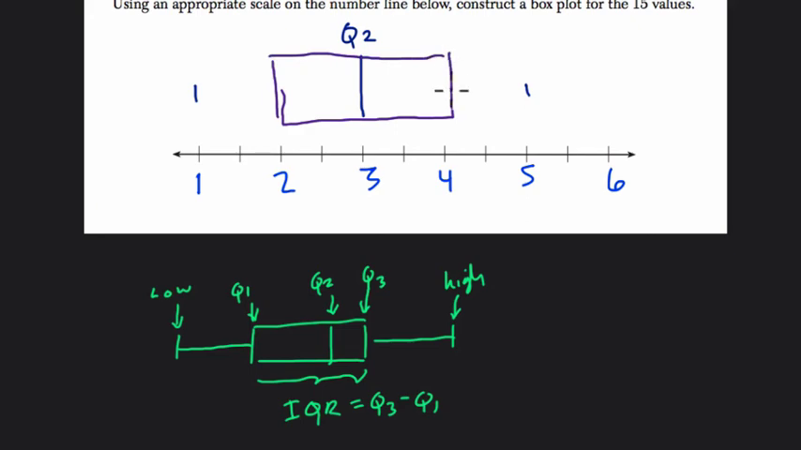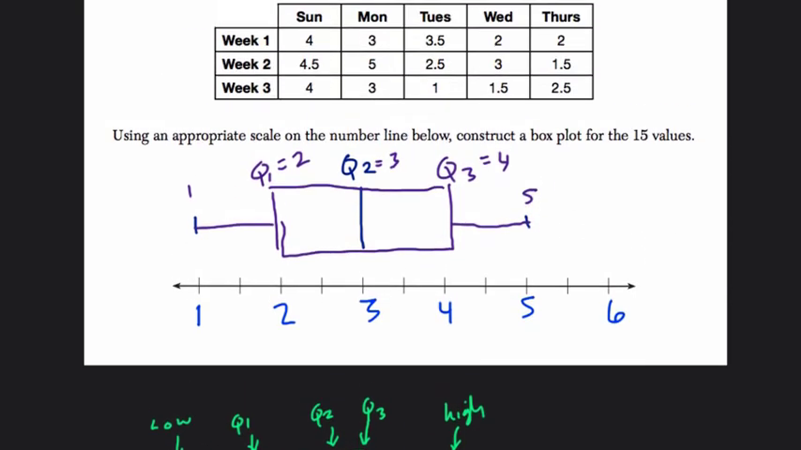We draw that box around here and two lines for the whiskers, box and whisker plot. So you want to label that Q3. And this is Q1, and you want to say Q2 equals 3, Q3 equals 4, Q1 equals 2, and this is 1, and that's 5. And I think that's all we have to do here.